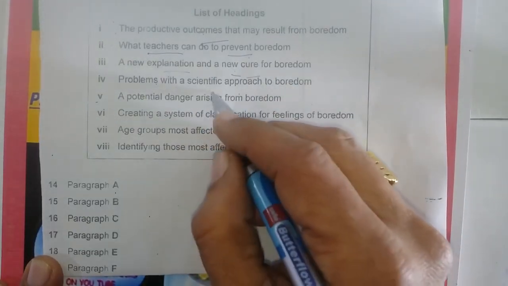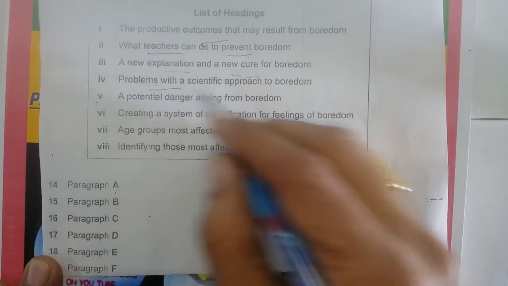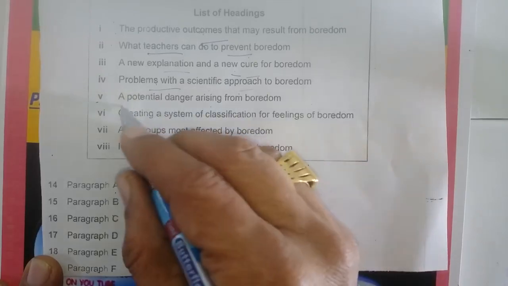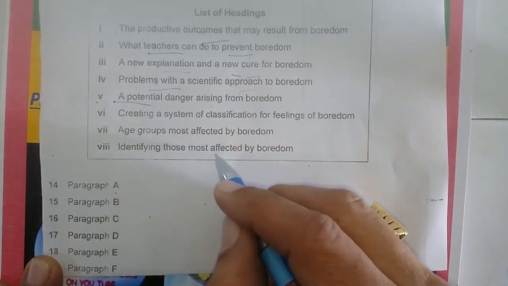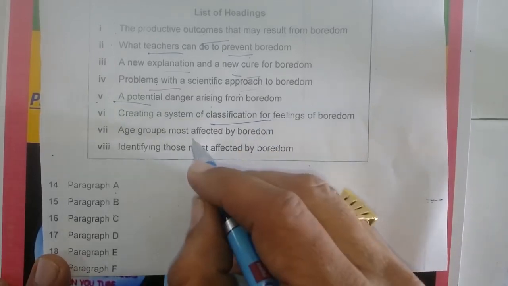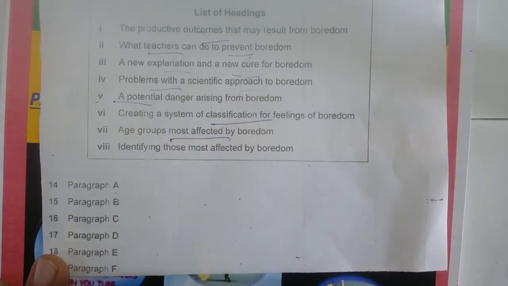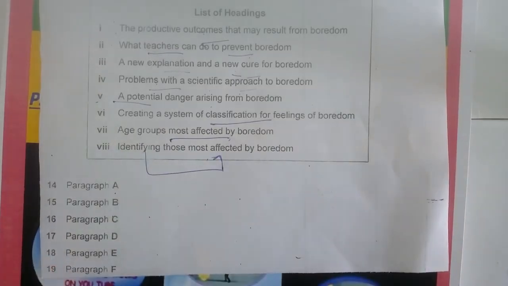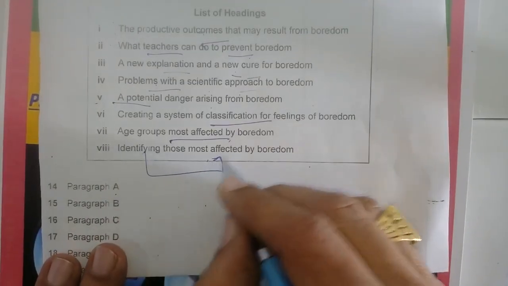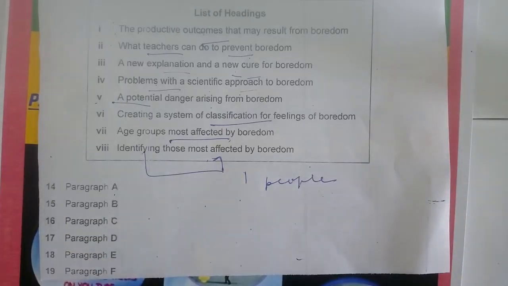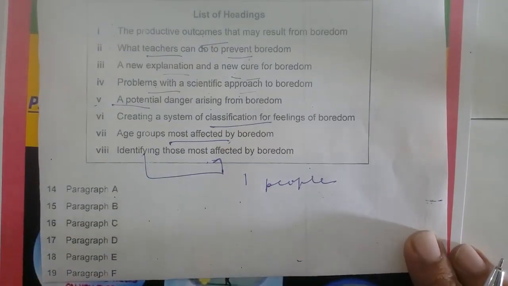"Problems with the scientific approach to boredom": problems is plural, and scientific approach. "A potential danger arising from boredom": only one danger, so underline this one. "Creating a system of classification": just underline the classification. "Age groups most affected": underline "most affected". "Identifying those most affected by": one thing you can check, it says identifying those, so we have to identify the number of people. If you understand these kinds of things, naturally you will get the answer in a short time.